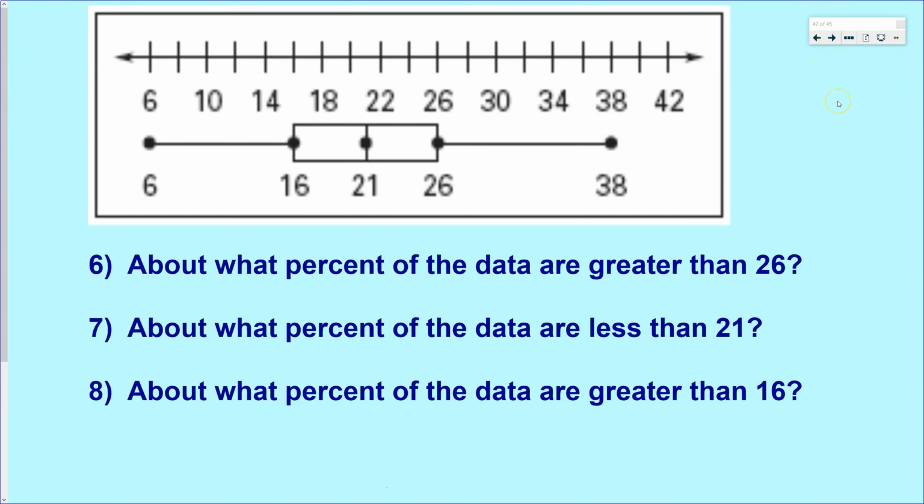There are also some questions that can be asked about how far the data is spread out. Remember, each part of this graph covers 25% of the data. So this is 25%, this is 25%, this is 25%, and this is 25%. You can get asked, what percent of the data are greater than 26? That would be 26 and up. That covers one segment of the box and whisker plot, which is 25%. Less than 21 would be here and downwards, so that covers 2 segments, so we say 50%. And greater than 16, well, that's this one and this way, so that's 1, 2, 3 sections of the box and whisker plot, so we'd say 75%.